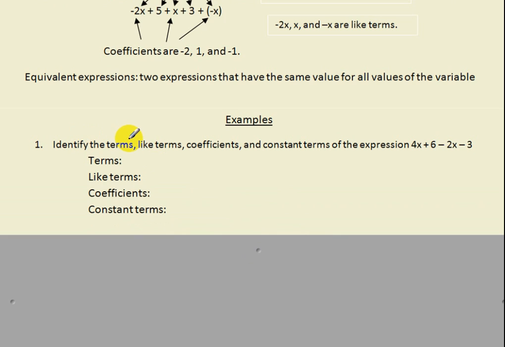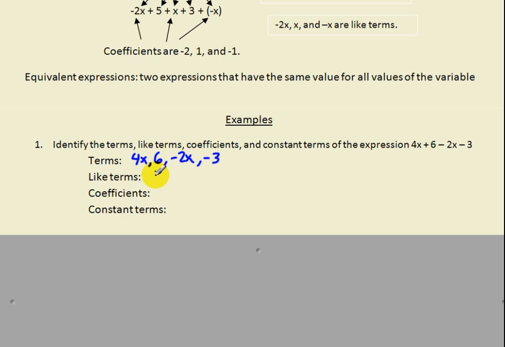And here we have: identify the terms, like terms, coefficients, and constant terms of the expression 4x plus 6 minus 2x minus 3. So the terms are the items, we have either a number or a variable, or a number and a variable combined with multiplication, or it could be division. But here we have 4x is our first term, and then terms are separated by addition or subtraction. Second term is 6. Third term is negative 2x. Don't forget that the subtraction means a negative 2x, and then negative 3 for the last term.